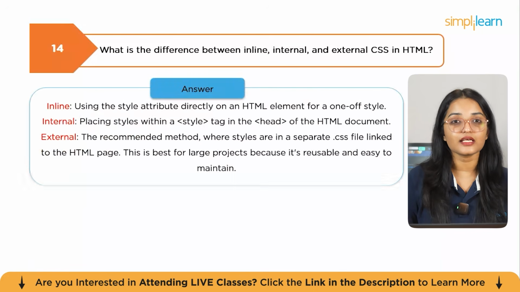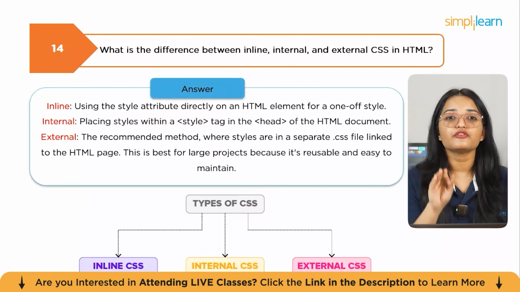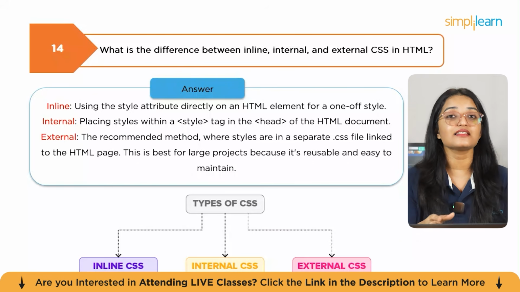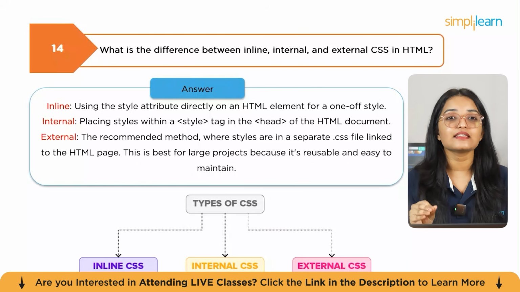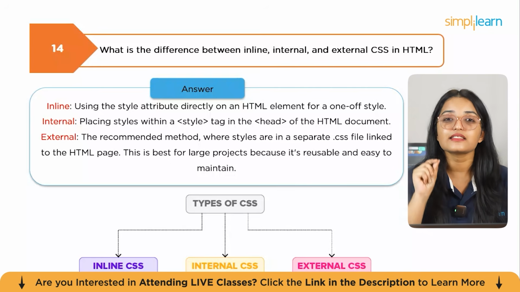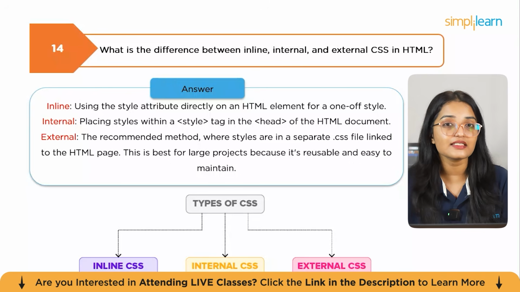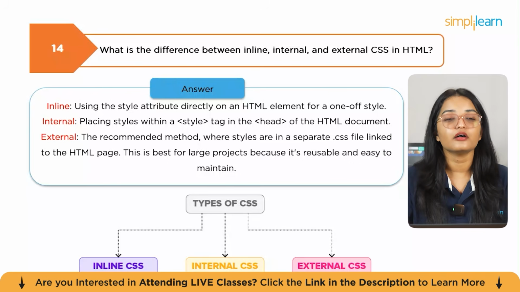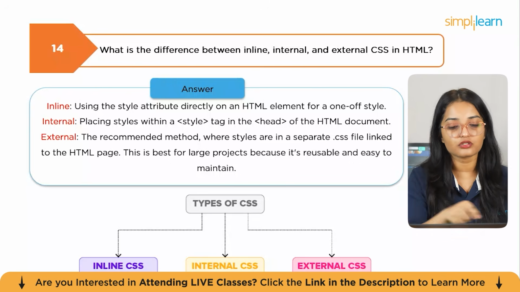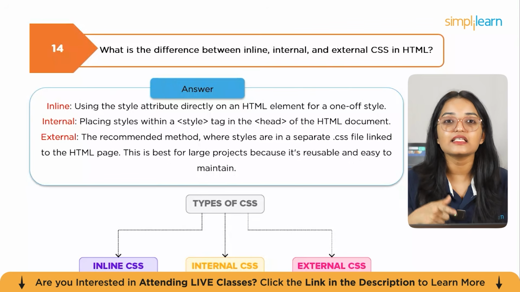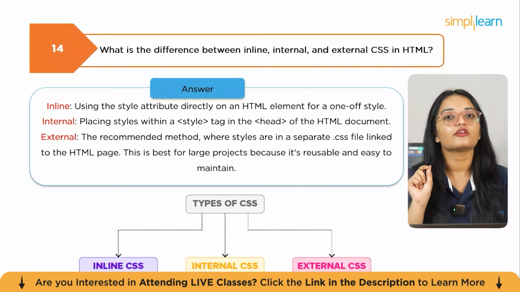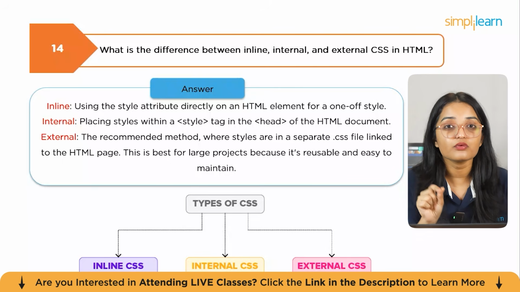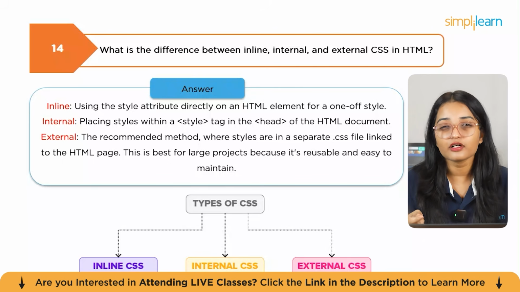To answer this, you say that these are basically the three main ways to apply CSS styles to an HTML document. Now, inline CSS is applied directly to a single HTML element using the style attribute, like p style equals color red. So you basically mention it like starting bracket p style equals color red with a closing tag bracket, right? Now this is best for single use cases, but can be difficult to manage.